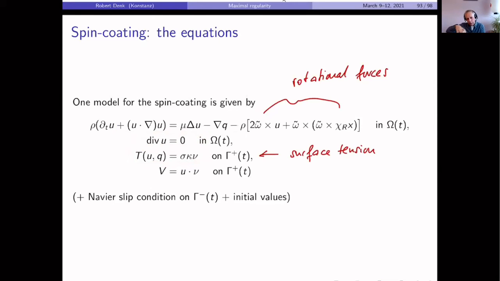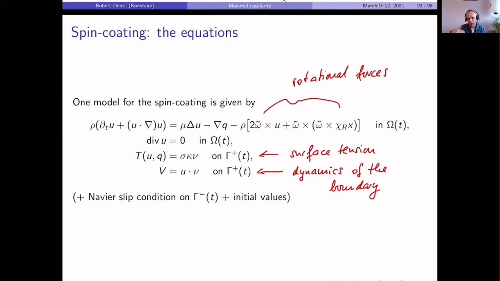On the lower fixed boundary, we assume Navier slip conditions. Of course, we need some initial values and so on. And this, as before, gives the dynamic behavior of the boundary. So the normal velocity of the boundary should be the normal velocity of u. So this is the dynamics of the unknown boundary. Okay, and now the same machinery starts to run again.